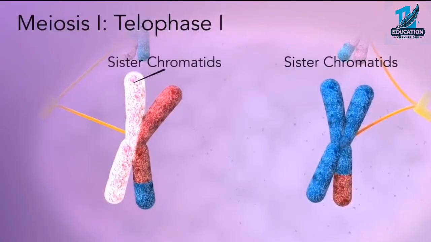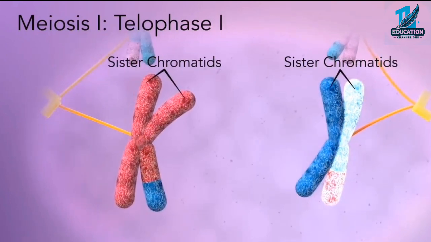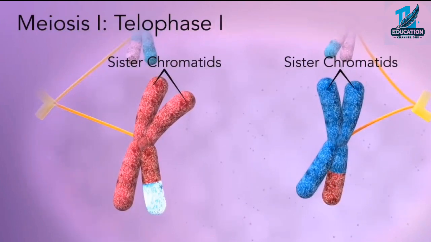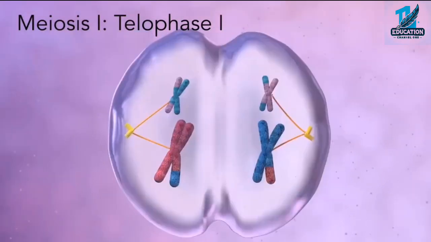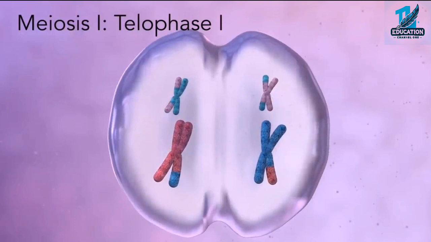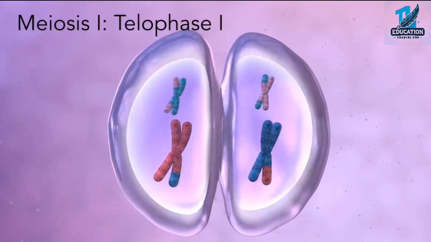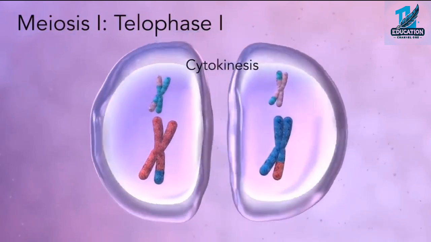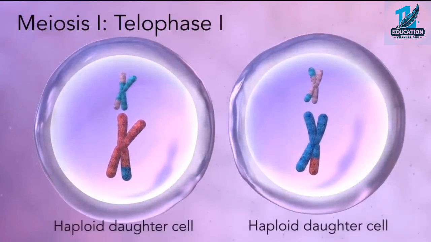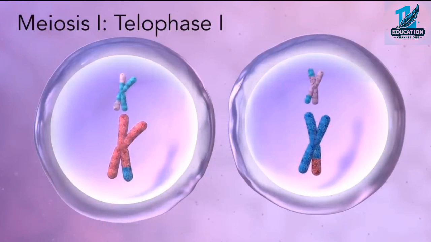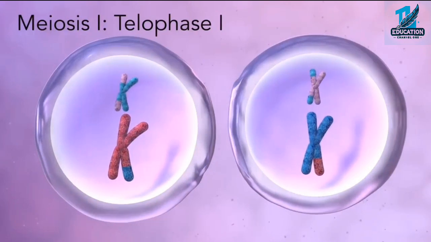However, each chromosome still consists of sister chromatids. Keep in mind that each chromosome's sister chromatids are no longer identical because of the allele exchange that happened during crossing over. Then spindle fibers disappear, and the nuclear membrane reforms around the chromosomes. Finally, cytokinesis occurs. Meiosis I ends with two genetically different haploid daughter cells. Each haploid cell contains only one set of chromosomes, consisting of paired sister chromatids.